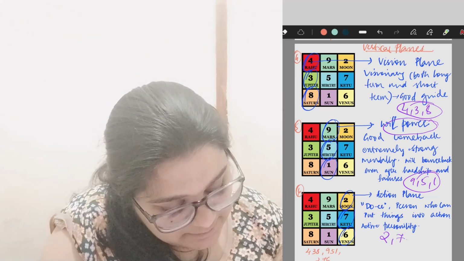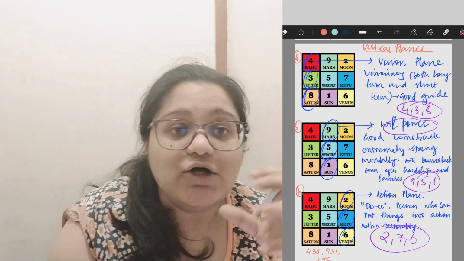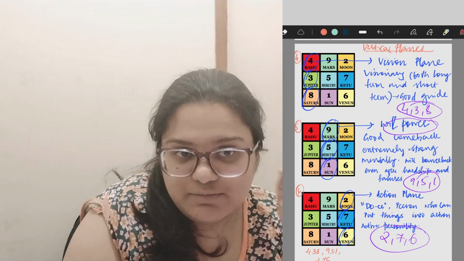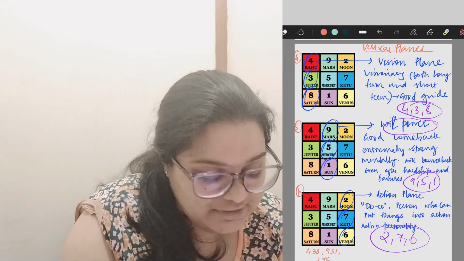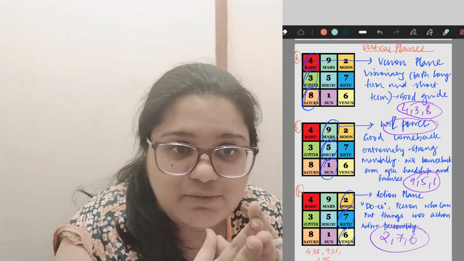Next, let us come to the numbers 2, 7 and 6. Now 2, 7 and 6 are called the action plane. Number 2 is associated with the Moon. Number 7 is associated with Ketu. And the number 6 is associated with Venus. Here you can see that the number 6 is associated with Venus, so luxury, materialistic, money, all of these aspects are looked into.